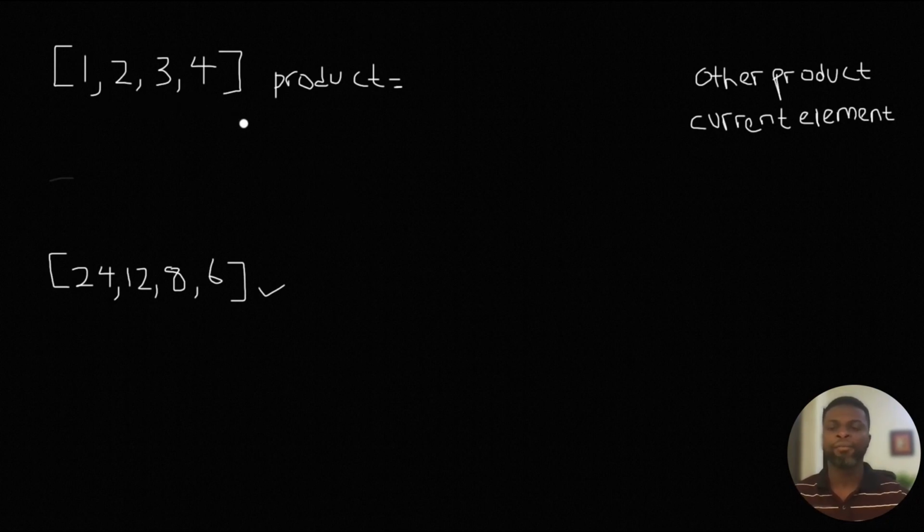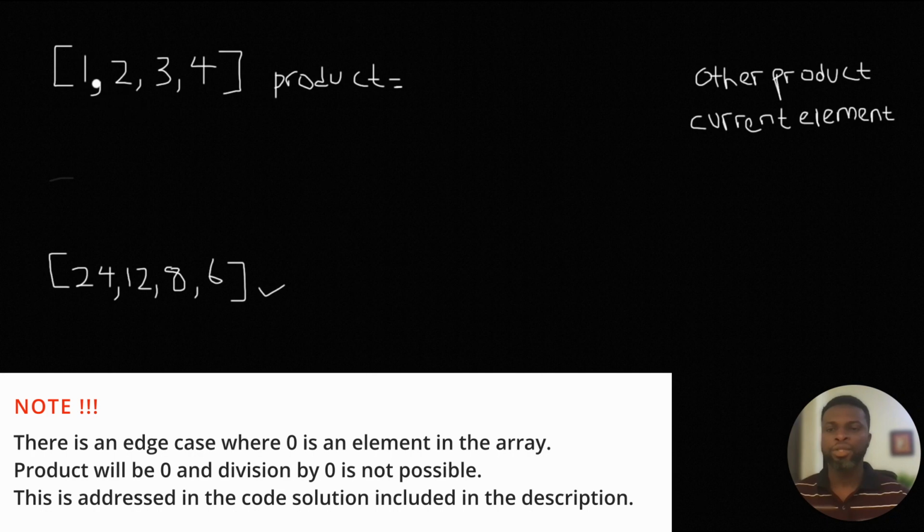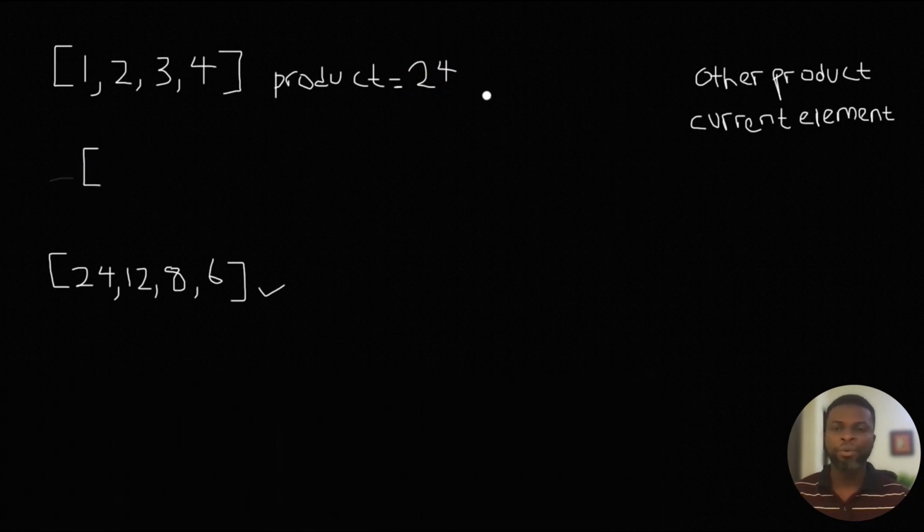Now, for the second solution, what I'll do is that I'll calculate the product of all the elements in the array. And for each element in the array, I'll divide the product by that element. So the product of all the elements in the array is 1 times 2 times 3 times 4, which is 24. Now, for each element in the array, I'll calculate the other product. And for me to calculate the other product, all I have to do is to divide the product by the current element. So 24 divided by 1 gives 24.